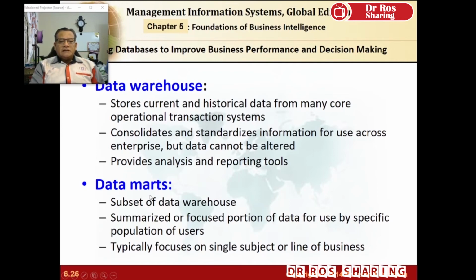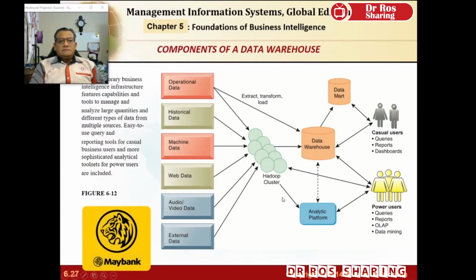The second tool is called data marts. Data mart is basically a subcomponent of data warehouse. So it could summarize and focus on a portion of the data for a specific category of users. And normally it focuses either on a single subject or a single category of business strategic unit. So this data mart is more focused in comparison to data warehouse, which is more generalized. Let's take a look at this diagram. How do the components of the data warehouse basically interact and relate to each other?